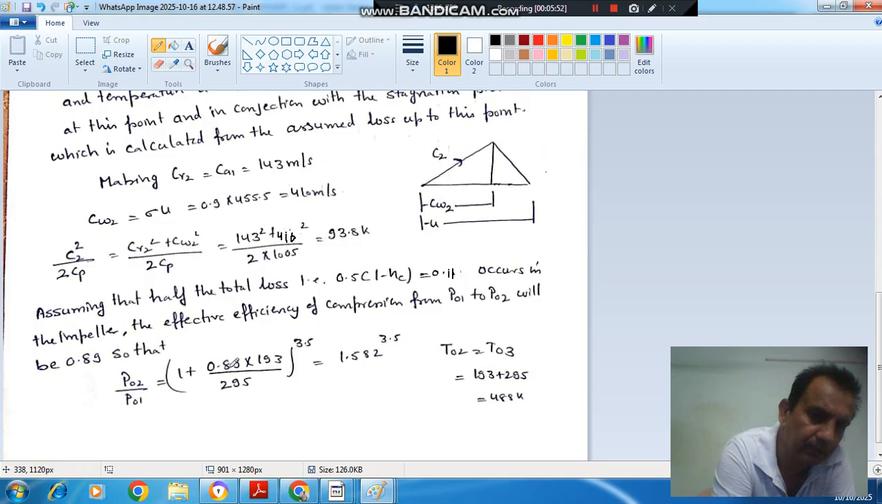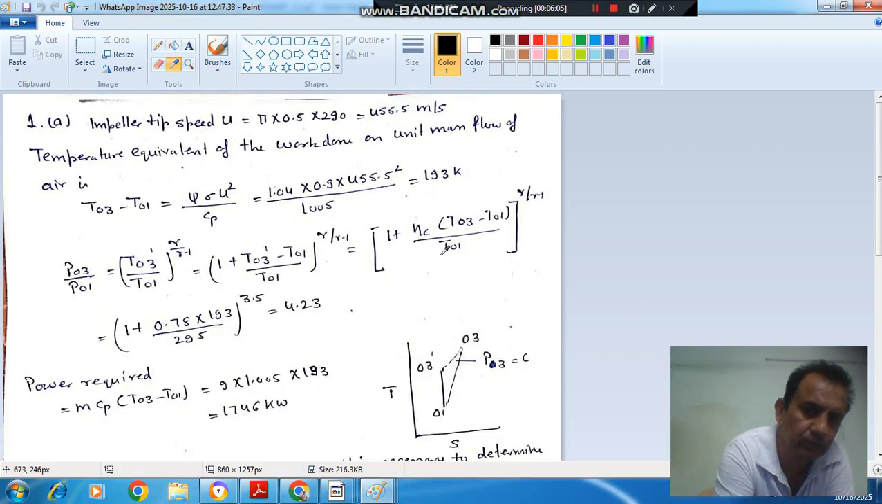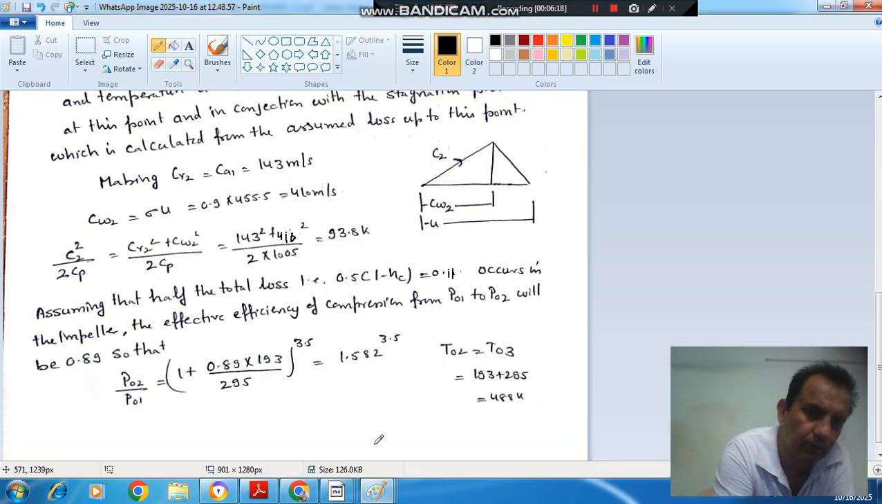Now the impeller part efficiency is 0.89 and this T01 is your 295, that is given. Using the same formula, but here we are taking the impeller part only, so we are taking the efficiency of the impeller part, and here we are taking the pressure ratio in the impeller part, so that is P02 by P01. So the same formula will give 1.582, raised to 3.5.